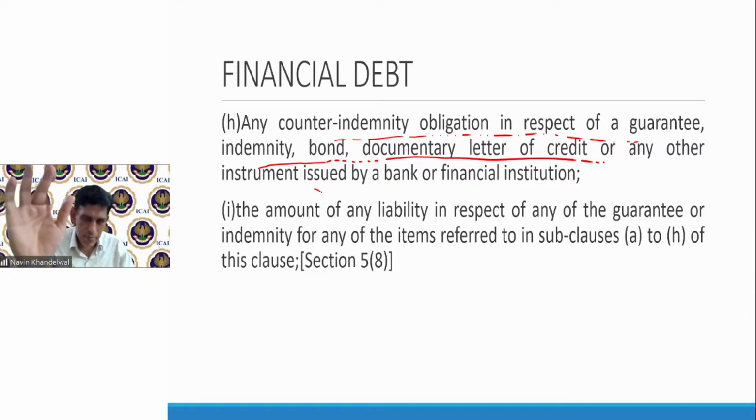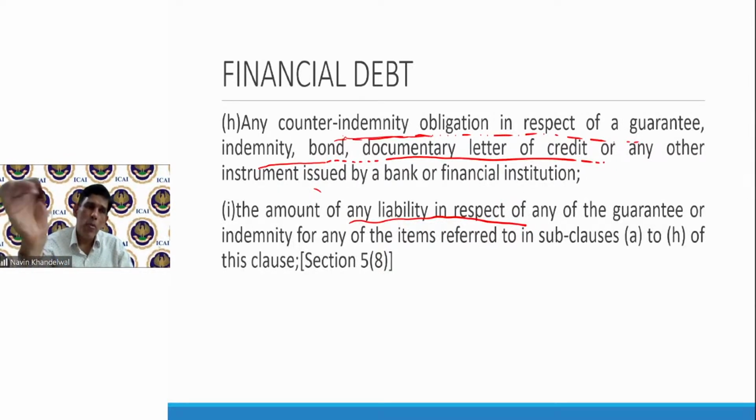We have seen it in many cases. One is the guarantee: the amount of any liability in respect of any guarantee. So company A has taken a loan, and for that loan, company B has given a guarantee. Now, if company A is not able to pay the loan, then obviously company B would be liable. So that liability is treated as a financial debt on company B. Right? I hope the point is clear.